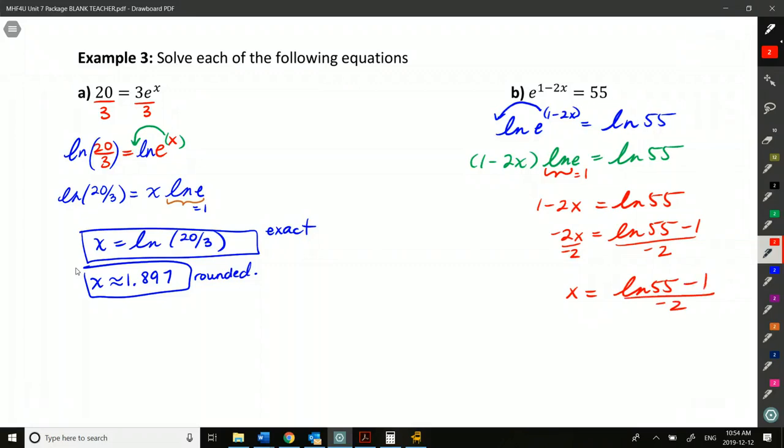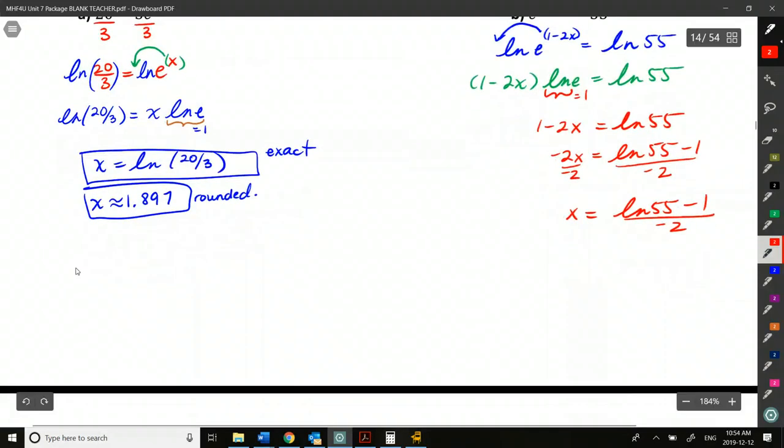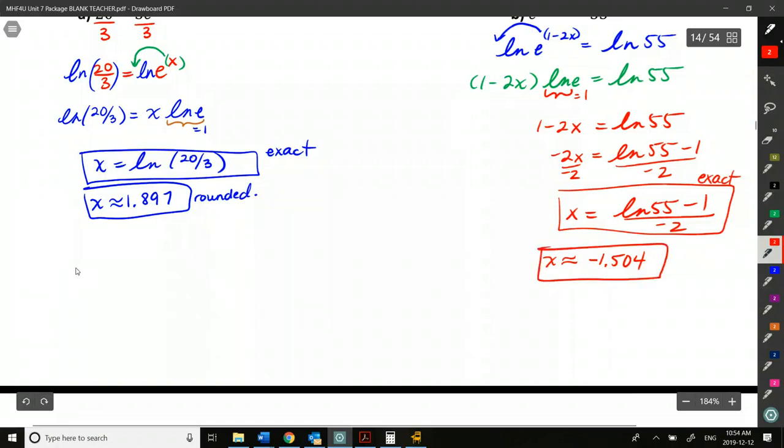If I'm asked for an exact answer, that would be the answer I give. If I'm asked for an approximate answer, let's say rounded to 3 decimal places, what would we get here? Did you take out the negatives on the negative 2 and negative 1? No, because the negative also applies to the ln as well. So don't cross those out. What'd you get? Great. Okay, so this would be your exact answer here. This would be your rounded answer.